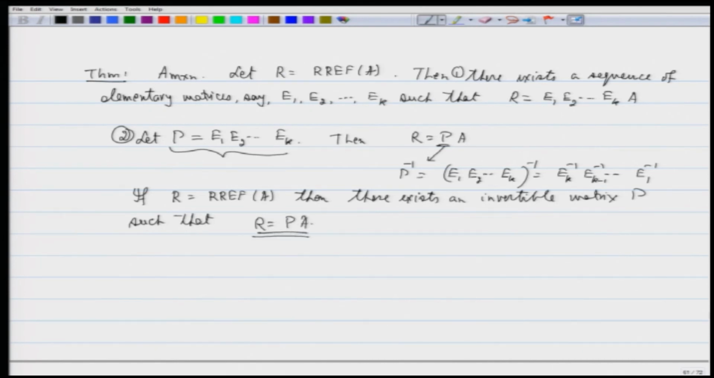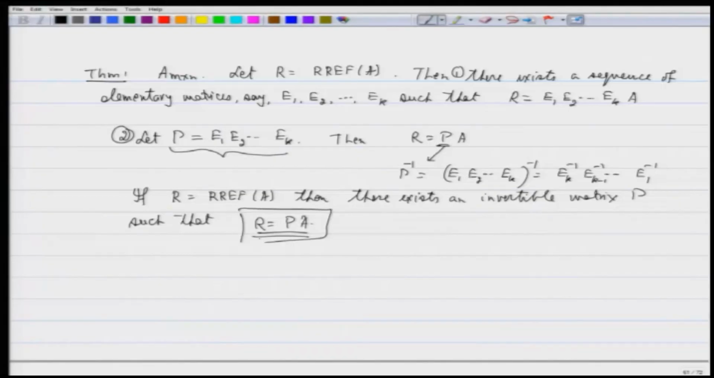All right. So, I will be using this idea again and again, that given a matrix A, if I want to look at the RREF, then that RREF is nothing but P times A for some invertible matrix P. I will not be writing it as a product of elementary matrices. I will just say that I have an invertible matrix P, so that P times A is the RREF. Is that okay? That is very important for us.